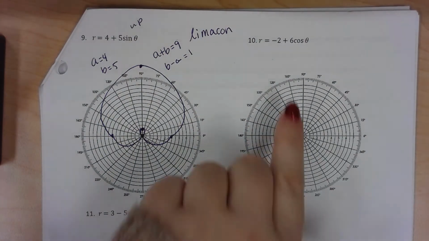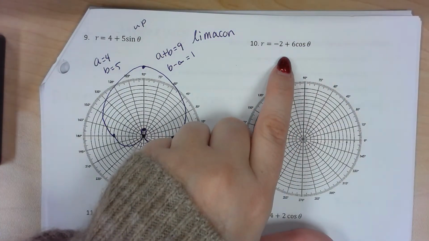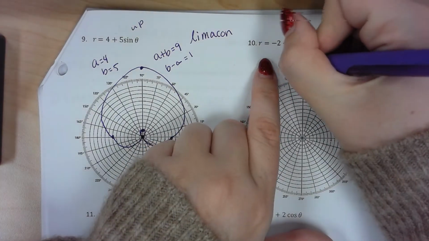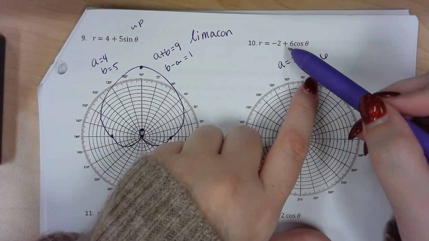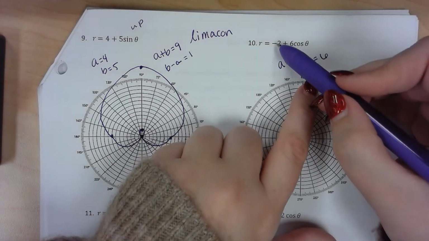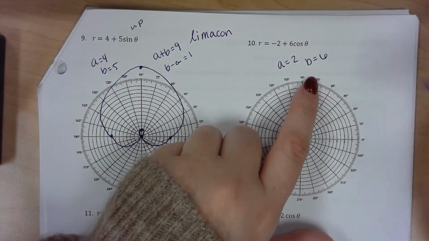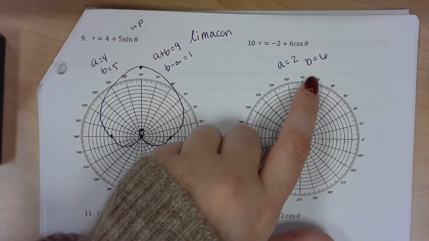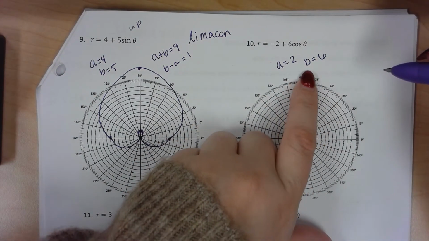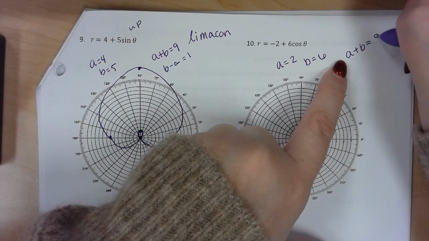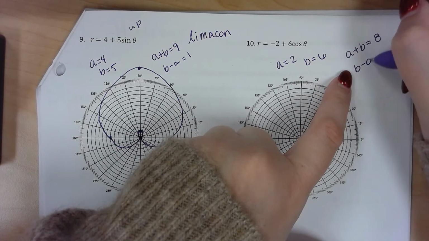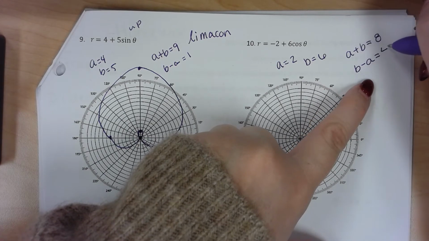In number 10, we've got -2 plus cosine of theta. So A is 2, B is 6. Notice I always just do the absolute value. I ignore that that is negative. So A is 2, B is 6. So because we have A is 2 and B is 6, A plus B is going to give us 8. B minus A is going to give us 4.